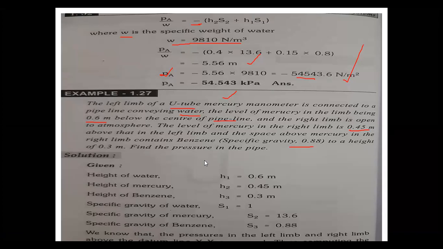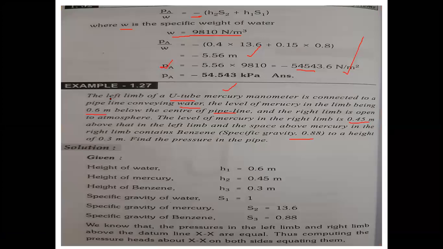Okay, we'll continue here. So in this problem, what is given? The given data is the given dimensions. Now write the given data as per the question. What is the given data? The height of the water is given. H1 is equal to 0.6 meters.